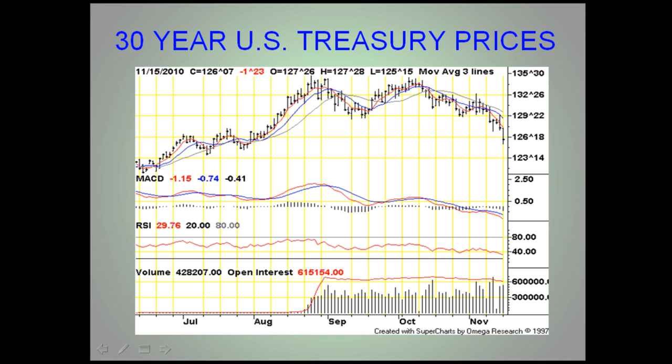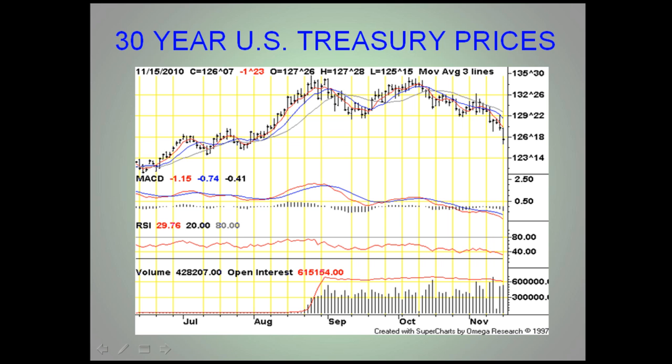So here's a chart of 30-year U.S. Treasury bonds. Now recall that bonds are priced in units plus 32nds, so the price on the right-hand scale is, say, 129 and 22 32nds. Prices move inversely to yield, so the recent downtrend in price here is a move up in yields, move up in rates, if you will.